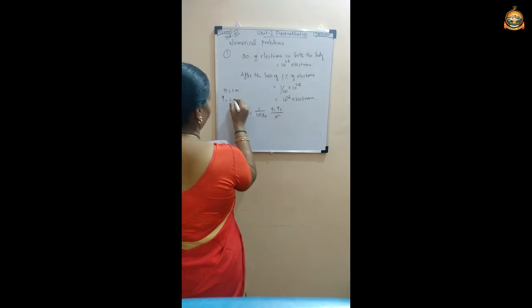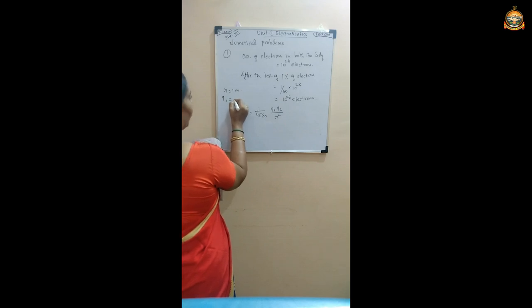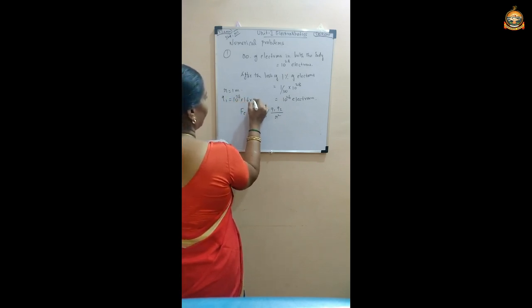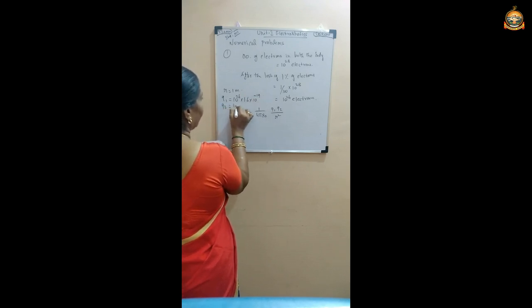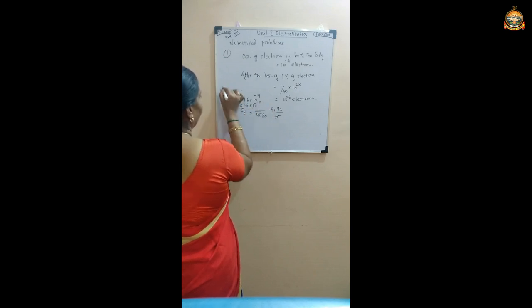What is the charge of the electron? The charge of the electrons in each body, Q1, is equal to 10^26 × 1.6 × 10^-19. Similarly, Q2 is equal to 10^26 × 1.6 × 10^-19. Now substitute these values in this formula.